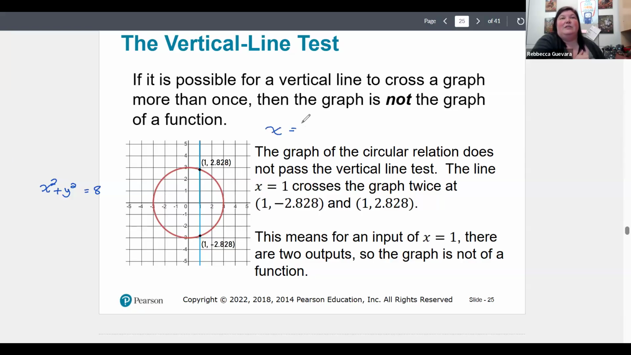So if I look at, well, what happens when x is 1? What's my y value? Well, when x is 1, we get two potential y values. One of them is y is going to be either negative 2.828 or positive 2.828 approximately. So the issue we have here is that for almost every x value, I end up with two y values, because if I look at 0, I get a y value here and here.